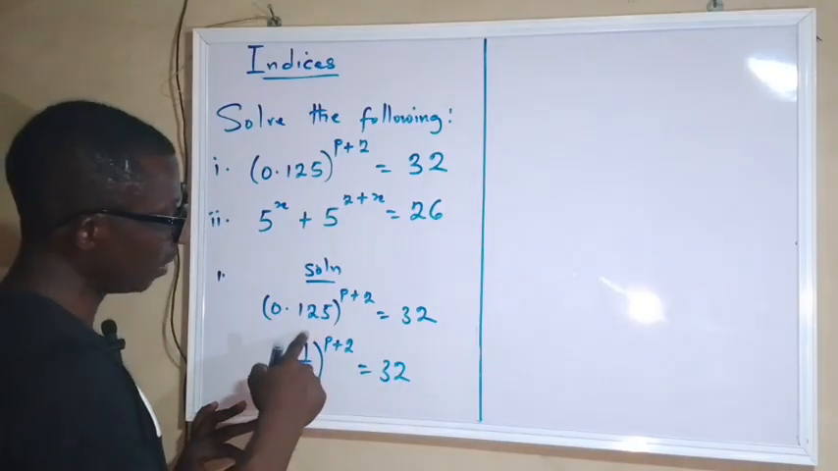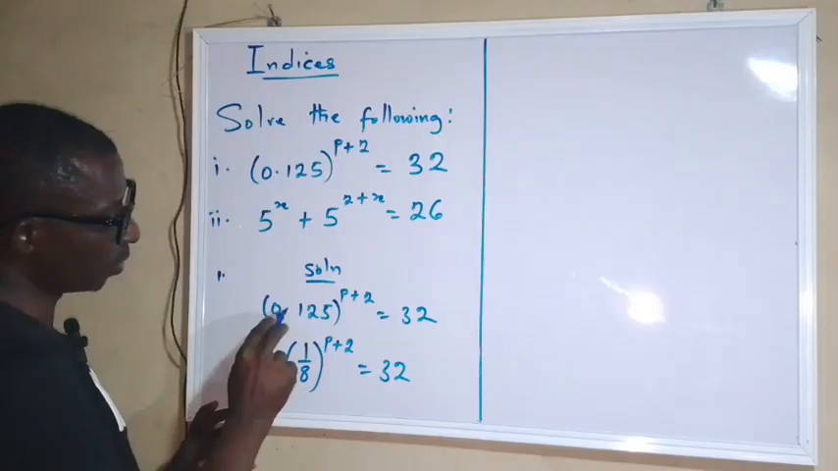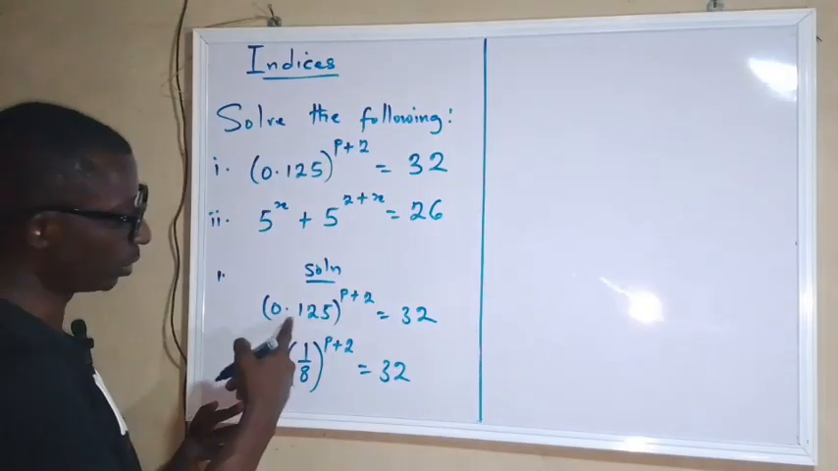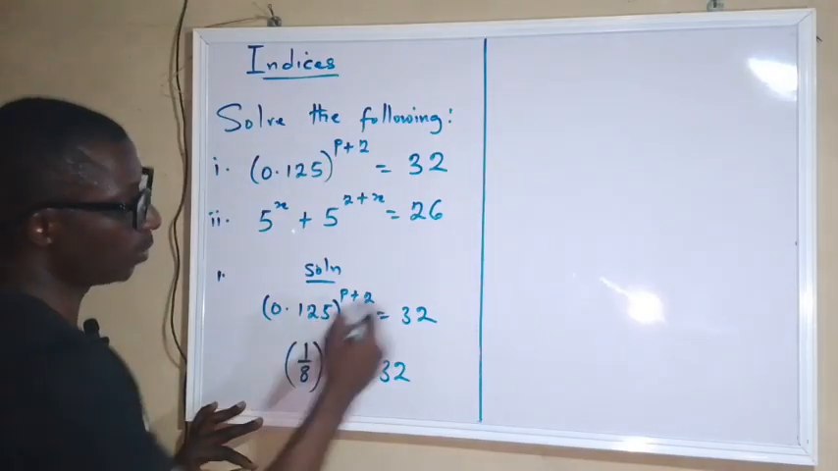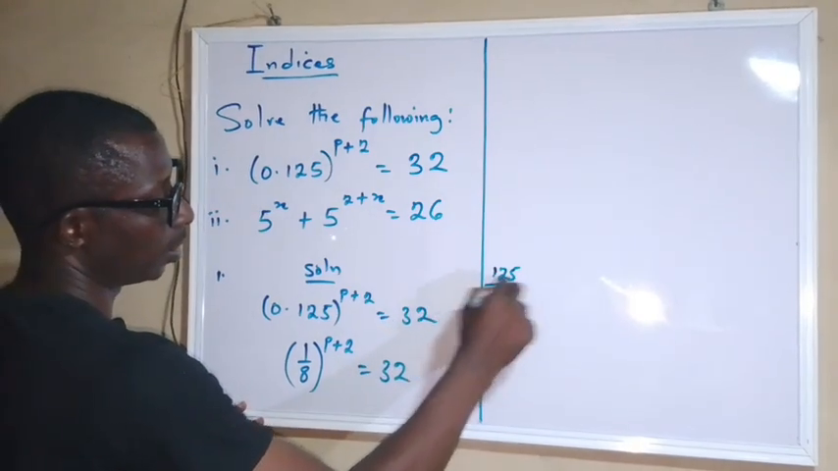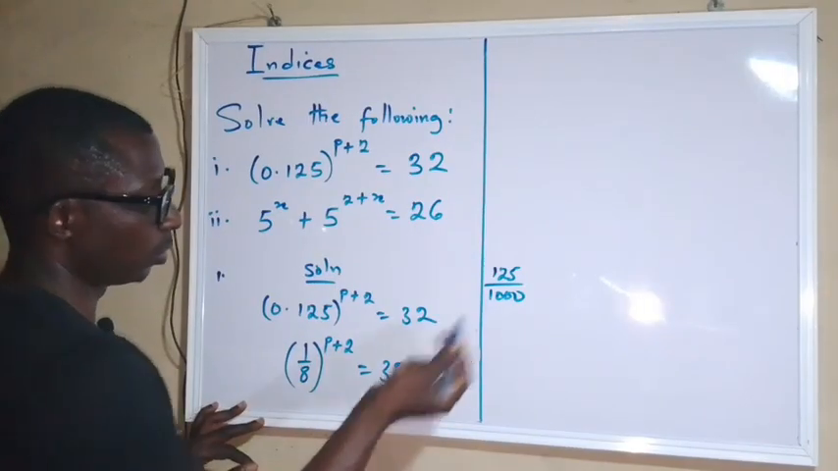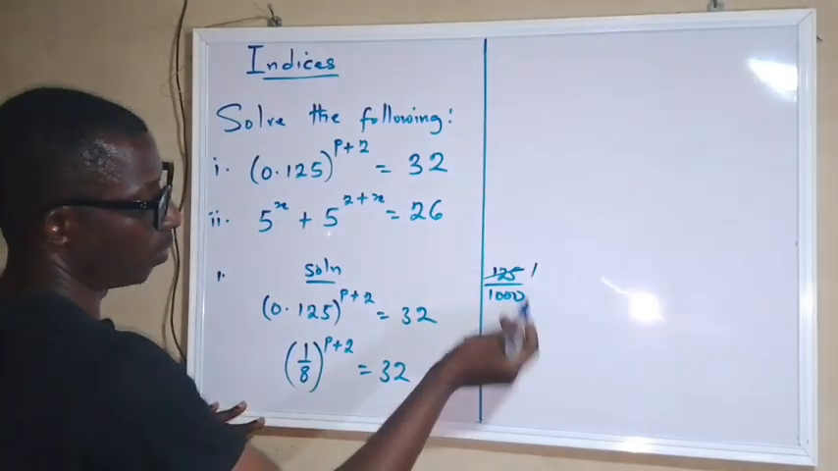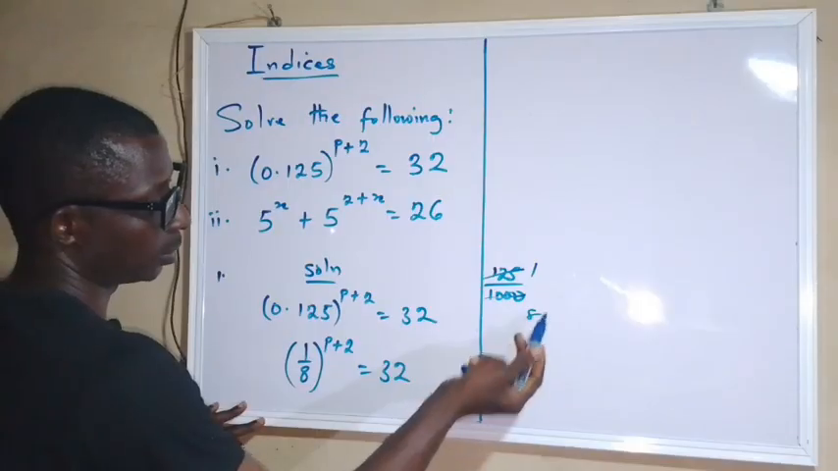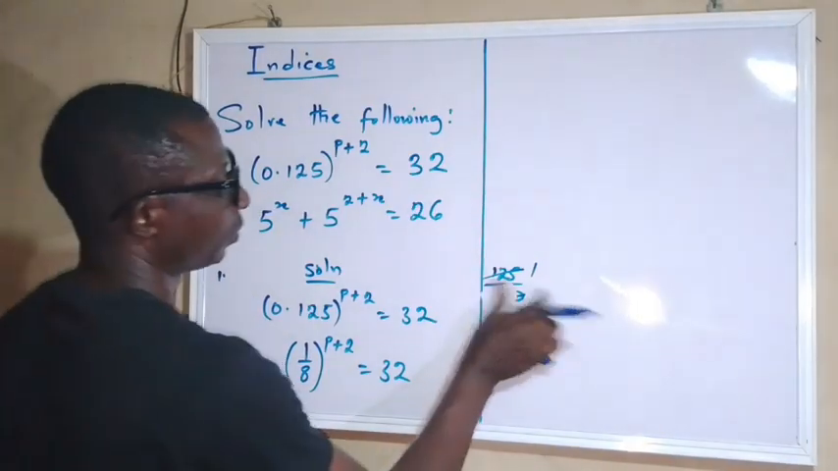If you don't know how we arrived there, just turn this to a fraction by moving the point to the last digit. 1, 2, 3. So that means we are dividing 125 by 1000. You have moved the point 3 times. So 125 goes here, 1 goes here, and that is 8.